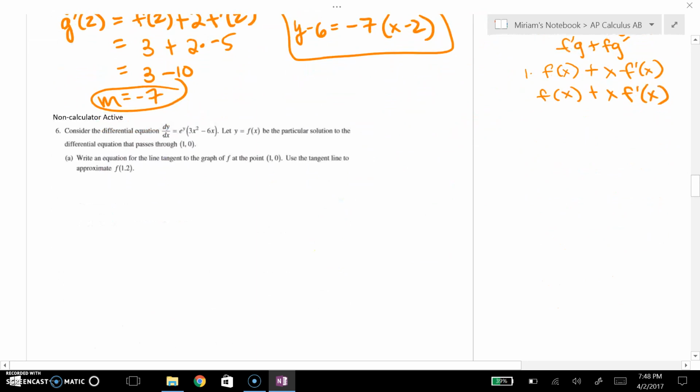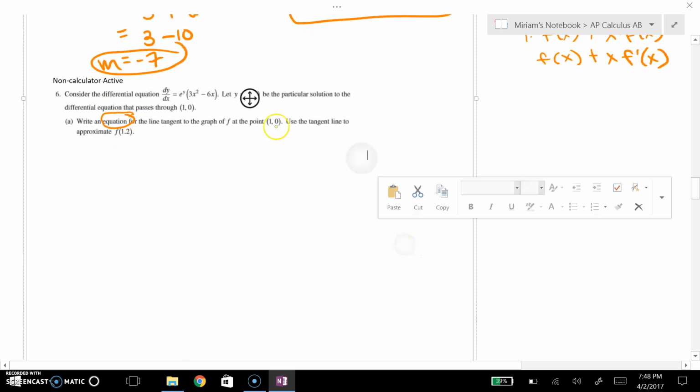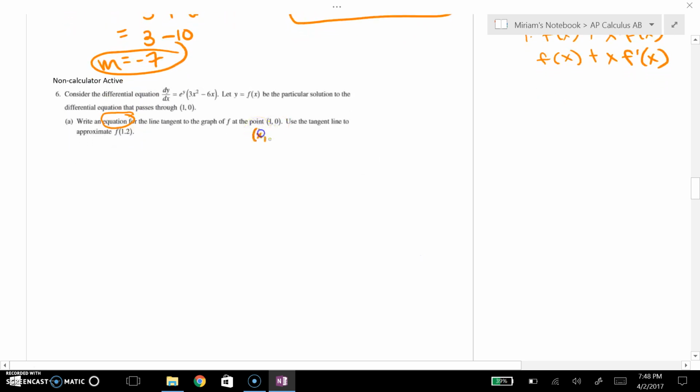Okay, so we have, consider the differential equation dy over dx equals e to the y times 3x squared minus 6x. Let y equals f of x be the particular solution to the differential equation that passes through (1, 0). Part A specifically says write an equation for the line tangent to the graph at the point (1, 0), so that's x1, y1. Use a tangent line to approximate f(1.2).